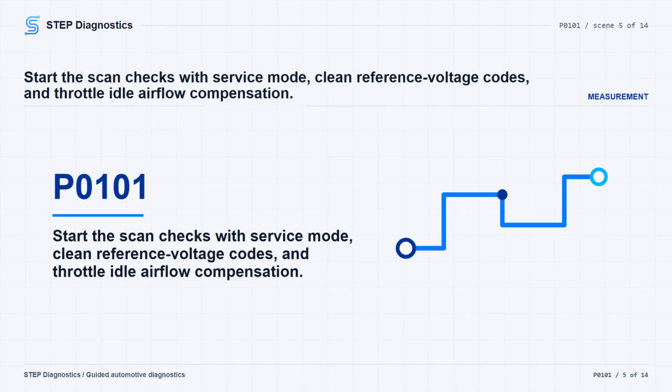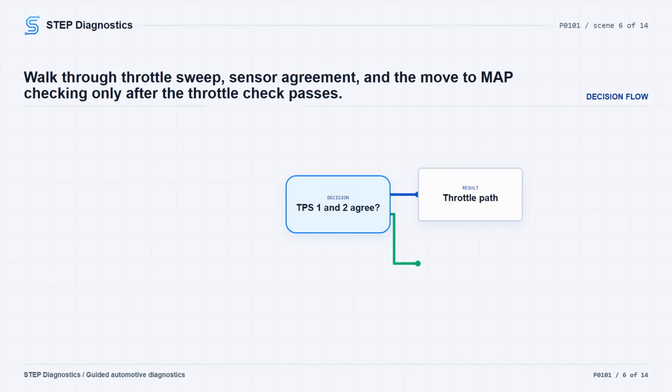With the ignition on and the vehicle in service mode, first make sure the related reference voltage codes are not set. If any of those are present, stop and diagnose that group first. If they are clear, look at throttle body idle airflow compensation. It should be less than 90%. If it is 90% or greater, the throttle body cleaning path is the next move before continuing this P0101 flow. If it is less than 90%, run the throttle sweep from 0 to 98% and back to 0%. Then confirm throttle position sensors 1 and 2 agree. If they do not agree, move to the throttle position diagnostic path.